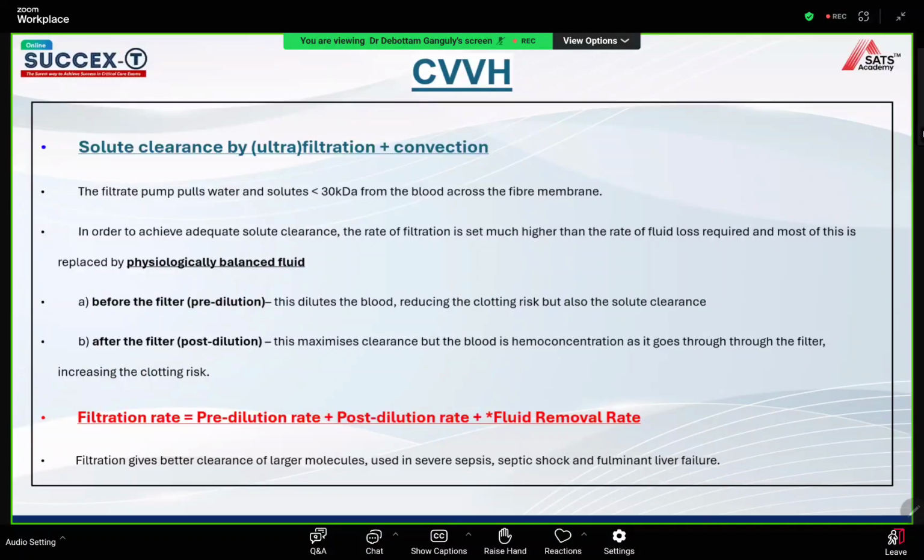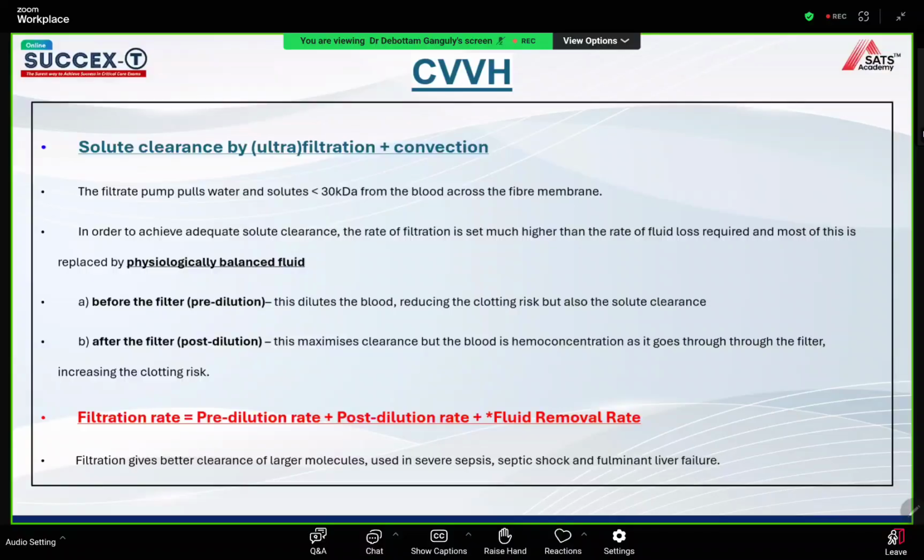Now CVVH, clearance by ultrafiltration and convection. As I already discussed, replacement fluid is required in this case. It can be given before the filter or after the filter, both can happen. If we use it before the filter, this dilutes the blood, reducing the clotting risk. So that helps in that case.